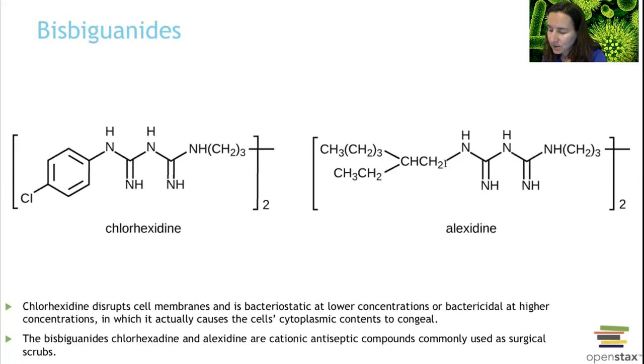But these guys are going to disrupt cell membranes again, and in high concentration, it causes the cytoplasm to congeal. That just sounds lovely. So this is chlorhexidine. You can use this as a spray. You can use this as a surgical scrub instead of normal soap. You can use chlorhexidine and scrub up before a procedure.